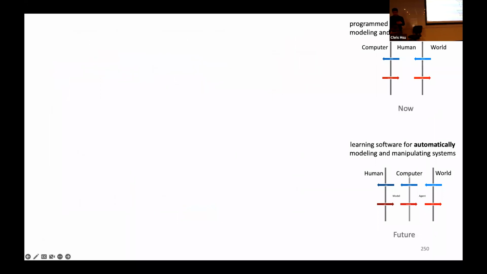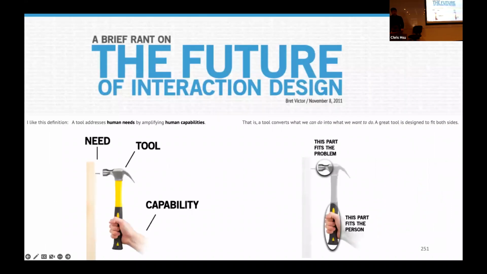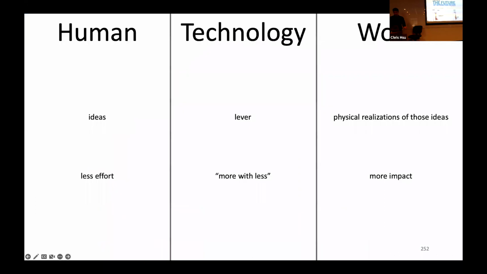Okay, so now I want to take a step back and think about how this research fits into the big picture. If we think about how AI relates to society, we generally think about AI as a tool for enhancing how humans interface with the world. This is an essay from Brett Victor that I really like, which states that a tool is something that converts what humans can do into what we want to do, addressing human needs by amplifying human capabilities.